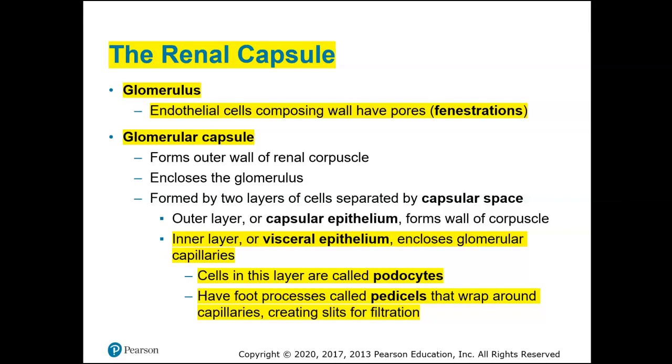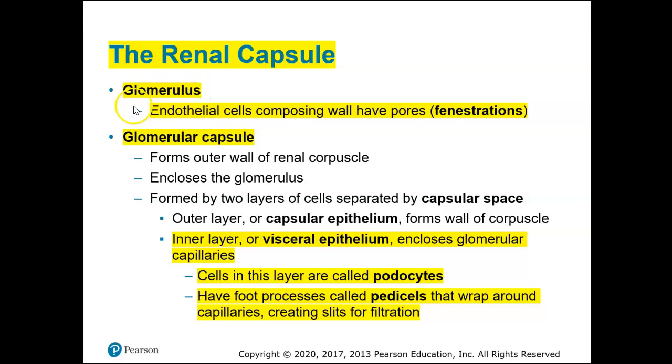These are the lecture notes from Chapter 18 slides, and we're starting with slide number 27. Remember the renal, that shouldn't say capsule, that should say corpuscle. The renal corpuscle contains the glomerulus and the glomerular capsule.